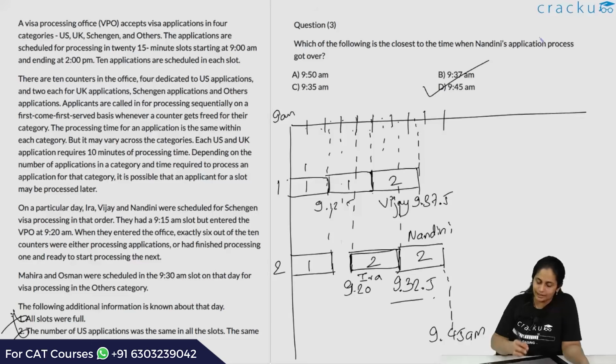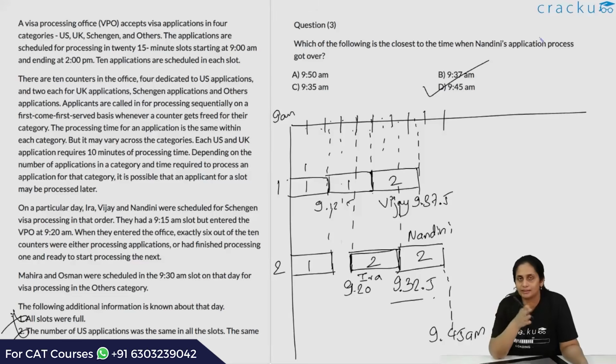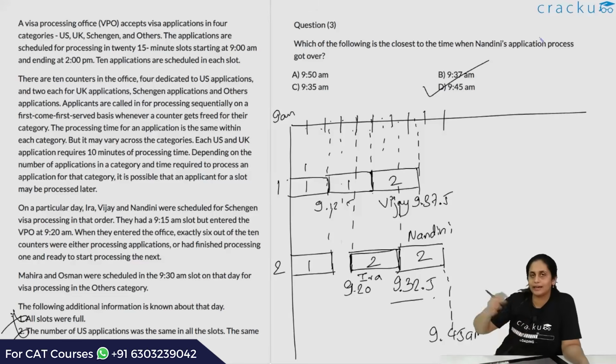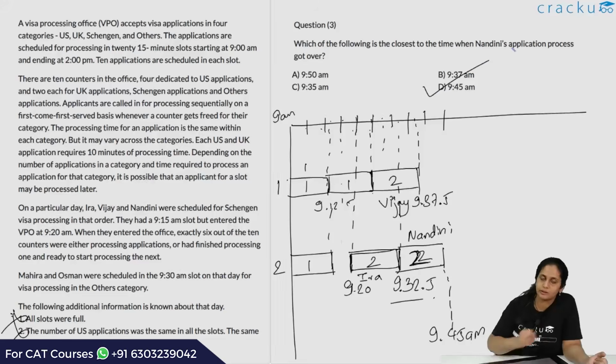In this, basically I am drawing blocks. Each block is of length 12.5 minutes. The starting time is indicated by when the point is starting, and the ending time is when the process is ending. So Nandini, who is the third person in this particular schedule, this is the third block which refers to Nandini. Her work is done at 9:45 am. So the answer is option D.